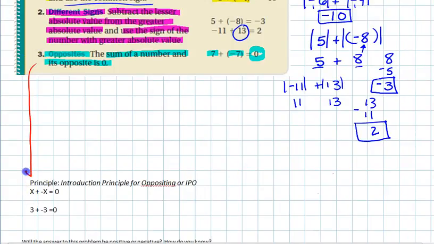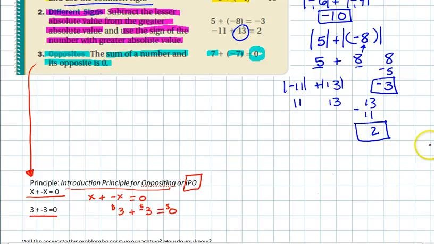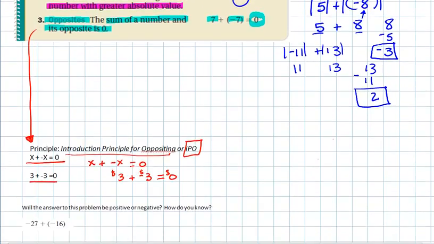For rule number 3, there's a principle. The principle is called the introduction principle for opposites, or for short we call it IPO. Here's an algebraic way of looking at it. If I have the variable x and I add to it the opposite of the variable x, I will get 0. Here's a numerical equation. 3 plus the opposite of 3 gives me 0. So if I have $3 and I owe $3, then I have $0. That's what we call the principle IPO.